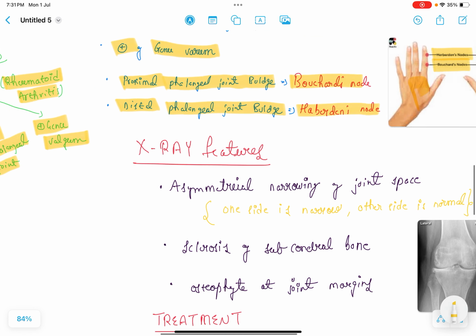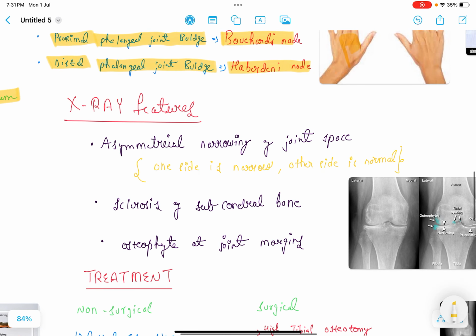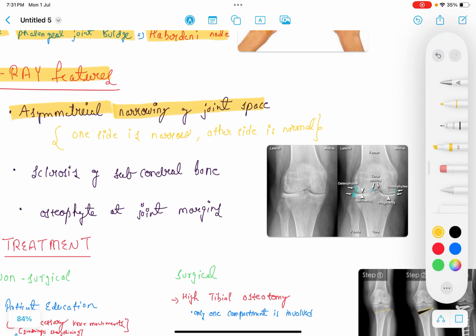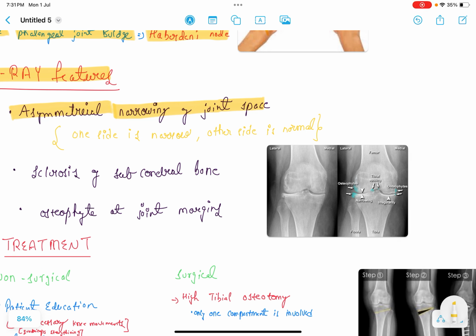Now let's see X-ray features. There is asymmetrical narrowing of the joint space. Means only one side of the joint space has been decreased. For example, if you see here the space is equal, the same, but here the space has been decreased. This is the asymmetry.